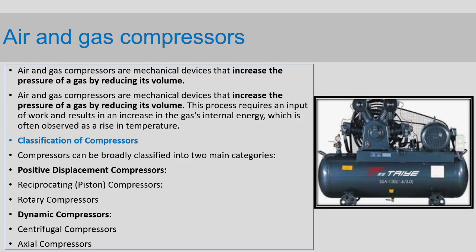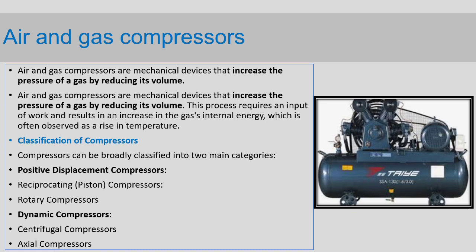Next topic is air and gas compressors. Air and gas compressors are mechanical devices that increase the pressure of a gas by reducing its volume, or compressing. The classification of compressors is positive displacement and dynamic compressors. Positive displacement compressors are again classified into reciprocating and rotary.